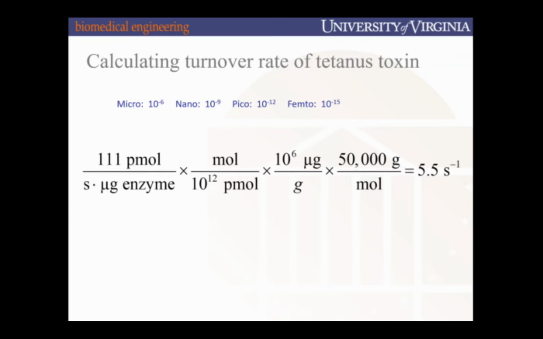Okay, so now that we've covered those scales, the calculation is relatively straightforward. We start out with a Vmax, which is 111 picomoles per second per microgram enzyme. If we want to convert this to the turnover rate for a single enzyme molecule, we can start by converting picomoles to moles, and then micrograms to grams, and finally grams to moles. After canceling out all the units, we're left with a turnover rate of 5.5 reactions per second per enzyme. So what this means is that when the enzyme is working at maximum velocity, one molecule of tetanus toxin is churning out 5.5 reactions per second.